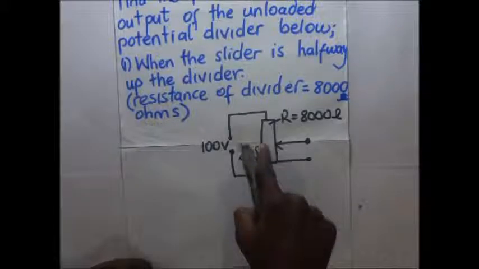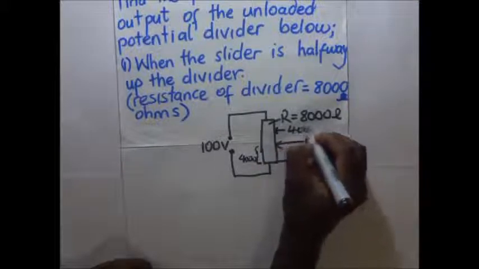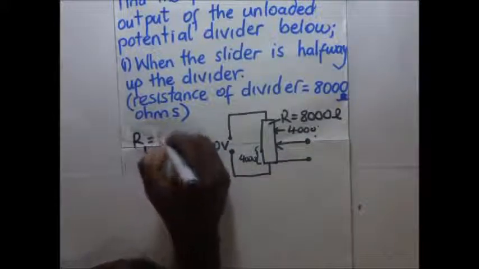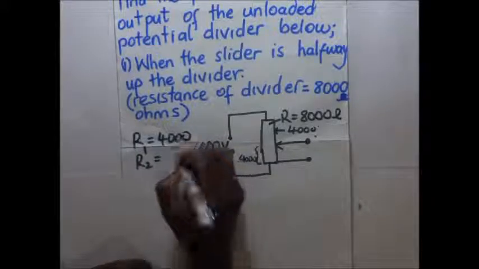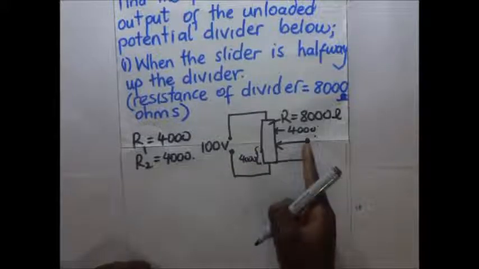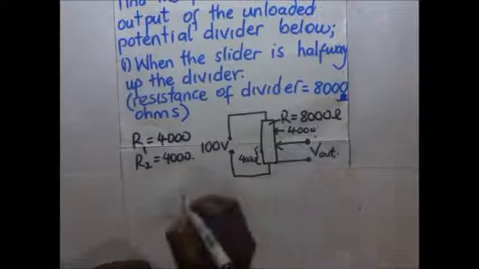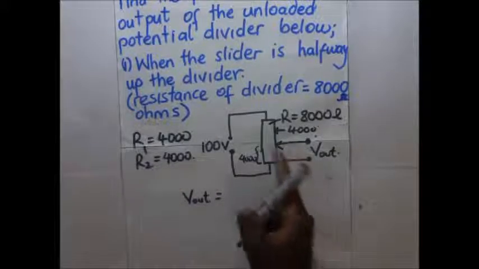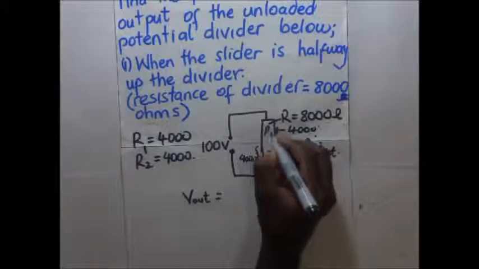The resistance from here to halfway is 4,000, and the resistance of the upper part is also 4,000. So it means that R1 will be 4,000 and R2 will also be 4,000. Now, for us to find the output voltage, let's call it the voltage output, the output voltage will be equal to R1. Let's call this R1 and R2.